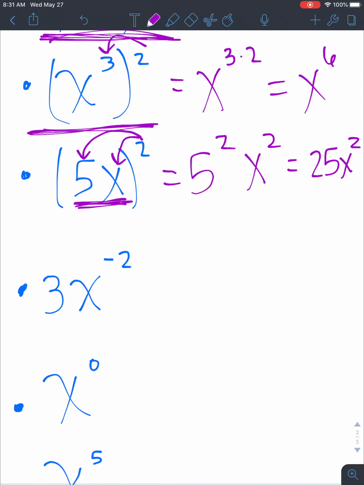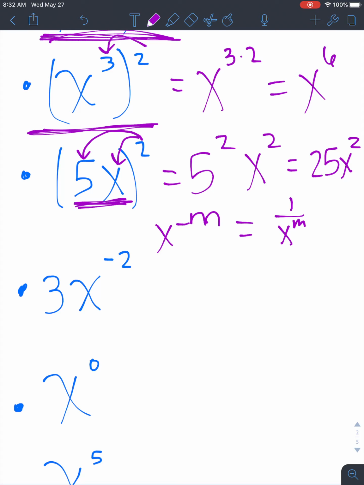All right. Then we came to some stuff with some negative exponents. And remember, anytime we have something like x to the negative m, that's the same thing as 1 over x to the m.